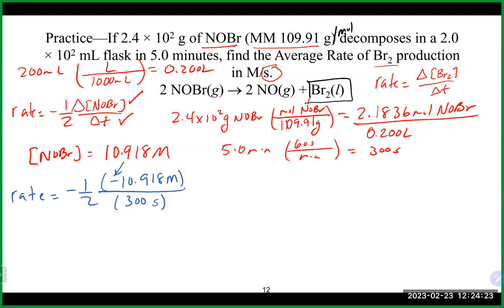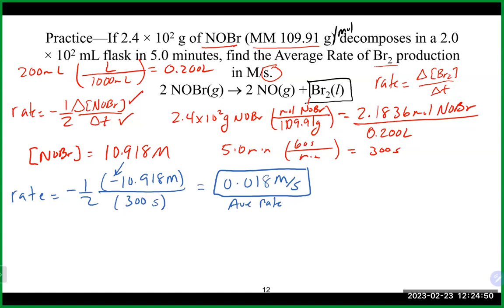Question on that there? So doing that, we would take maybe that divided by 300, also divided by 2. That's going to give us 0.018 molar per second, as the units do not cancel. That would be our average rate in this reaction.